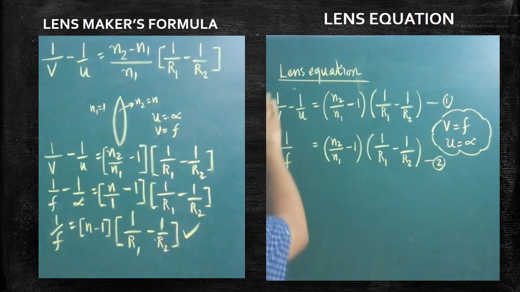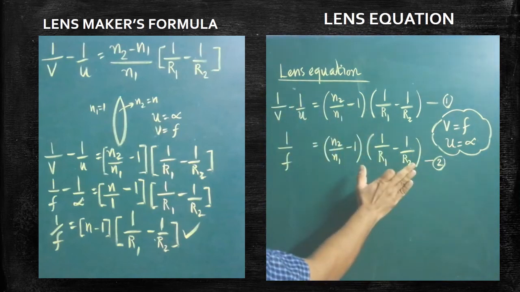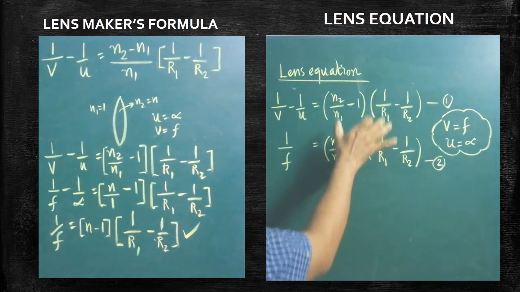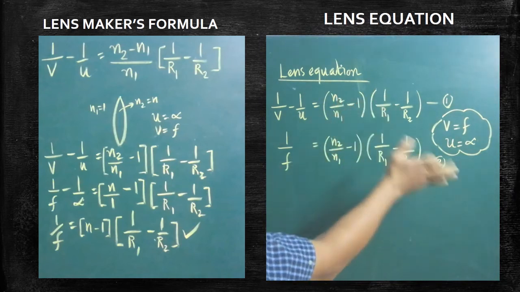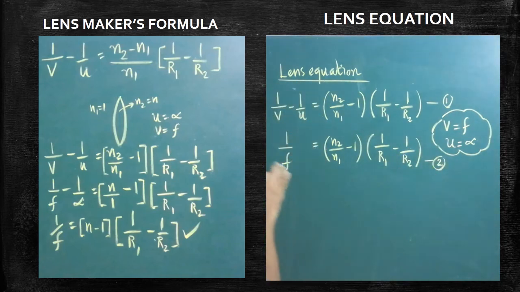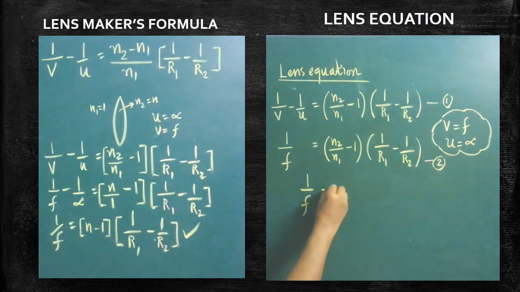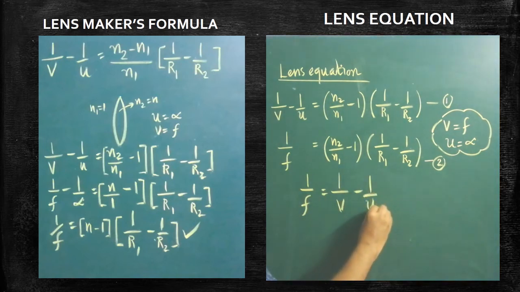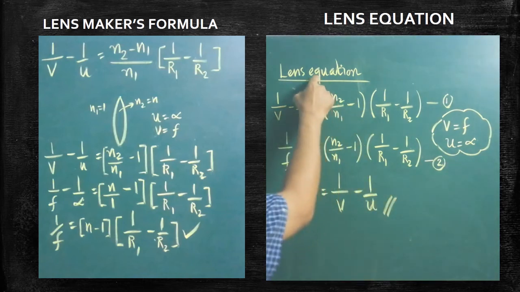Here we have made the change only in the LHS part. There is no change in the RHS part. So in both the two equations, just compare. In both 1 and 2, the RHS parts are equal. Therefore in the LHS part, you just compare. Finally we can write 1 by f is equal to 1 by v minus 1 by u. This is the equation which is called the lens equation.